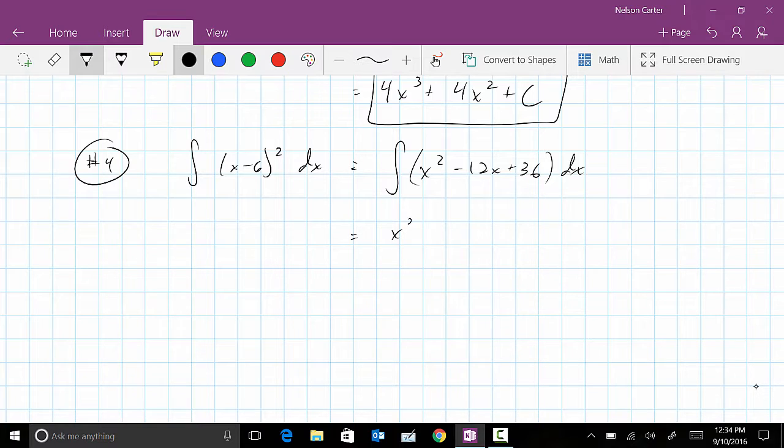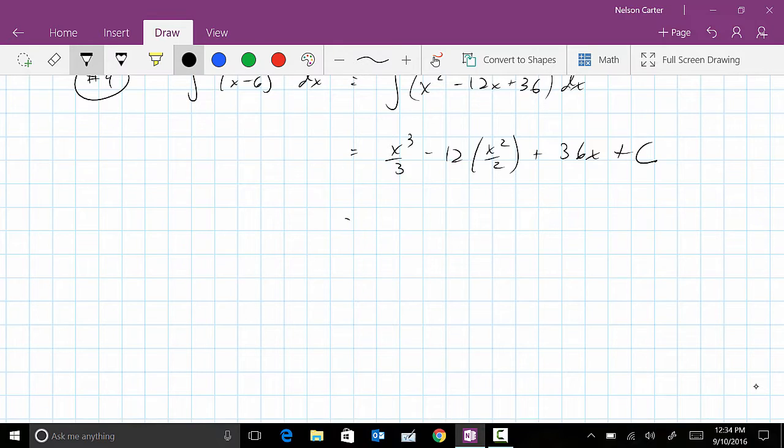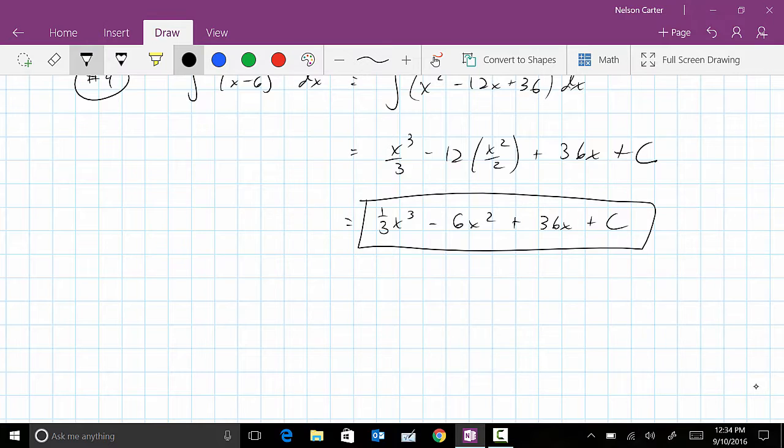So this is going to be x cubed over 3 minus 12 times x squared over 2. We'll come back and simplify in a second, plus 36x plus c. So then this is going to be 1/3 x cubed minus 6x squared plus 36x plus a constant. Okay.